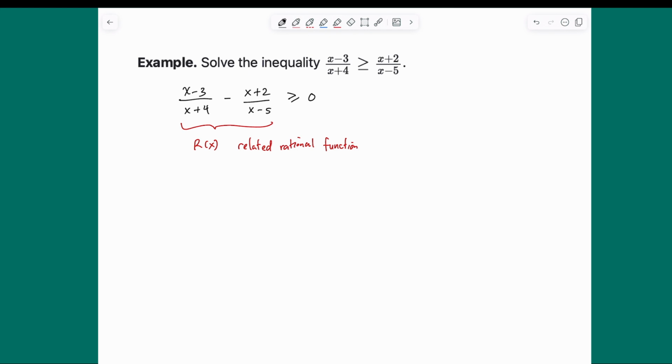In other words, what we call the critical values. All right, so let's first identify that we have two denominators, x + 4 and x - 5. We need to figure out where x + 4 equals 0 and x - 5 equals 0, because these are the values that will make the rational function undefined. So we see x = -4 and x = 5. That tells us the rational function r(x) is undefined at x = -4 and x = 5.